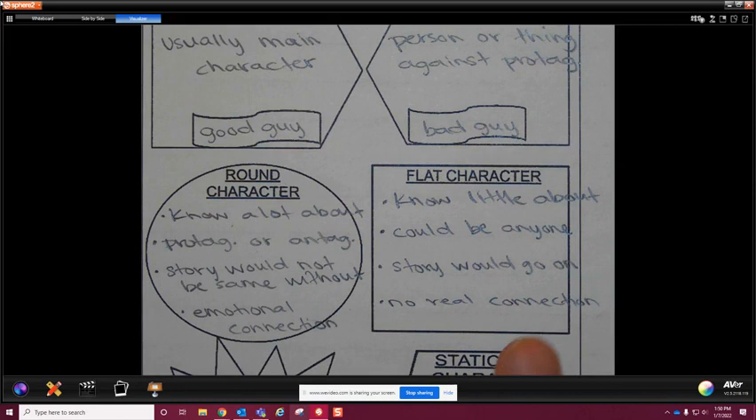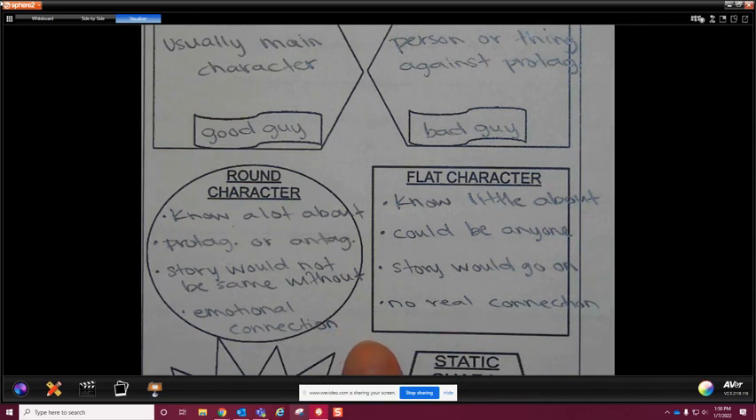So the example I used a lot with this is Moana, just because my girls love watching Moana, okay? And so looking at this, we have the round character. We know a lot about Moana. She's definitely the protagonist. The story would not be the same.